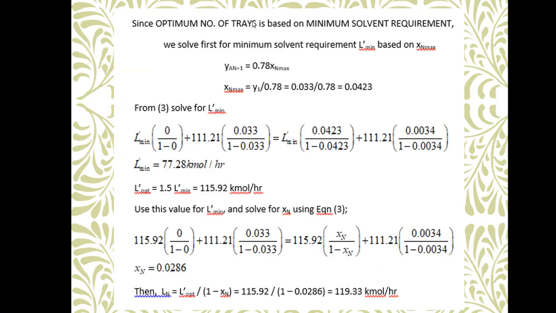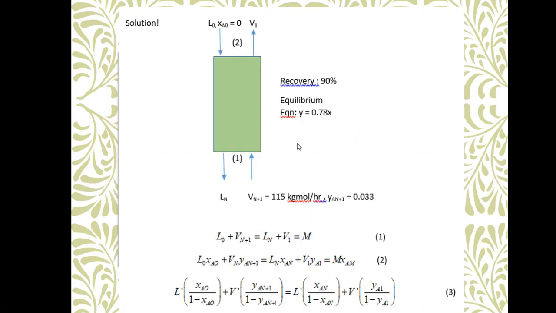Now, since the optimum number of trays is based on minimum solvent requirement, we solve first for the minimum solvent requirement L prime based on XN maximum. We are given this relationship that YA N plus 1 is equal to 0.78 XN maximum. Where is this taken? From this particular illustration. Let me show it to you in gas absorption.